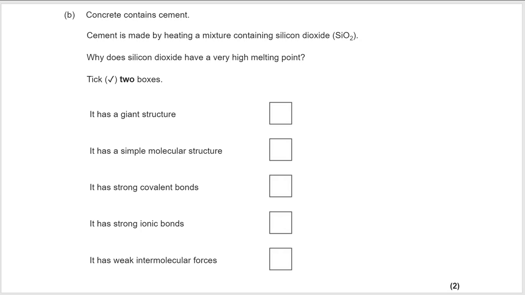Now, once again, you see this very often in these questions. It's a 2-mark question. You must tick 2 boxes. Always read that question carefully. Now, you have got to be familiar with the fact that silicon dioxide has a giant covalent structure. It's actually very similar to diamond. And once you know that, the rest of this becomes a little bit more straightforward.